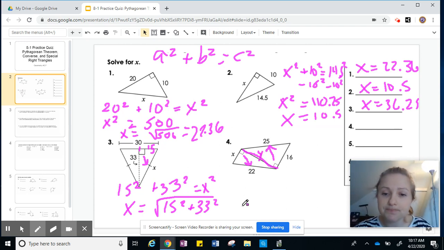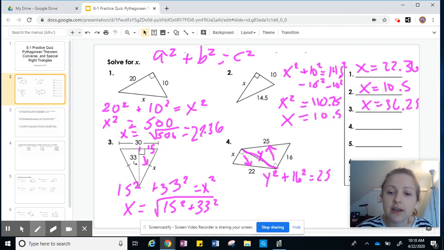All right, let's do that. So we have y squared. That's a leg. So y squared plus 16 squared equals 25 squared. We're going to subtract 16 squared from both sides.